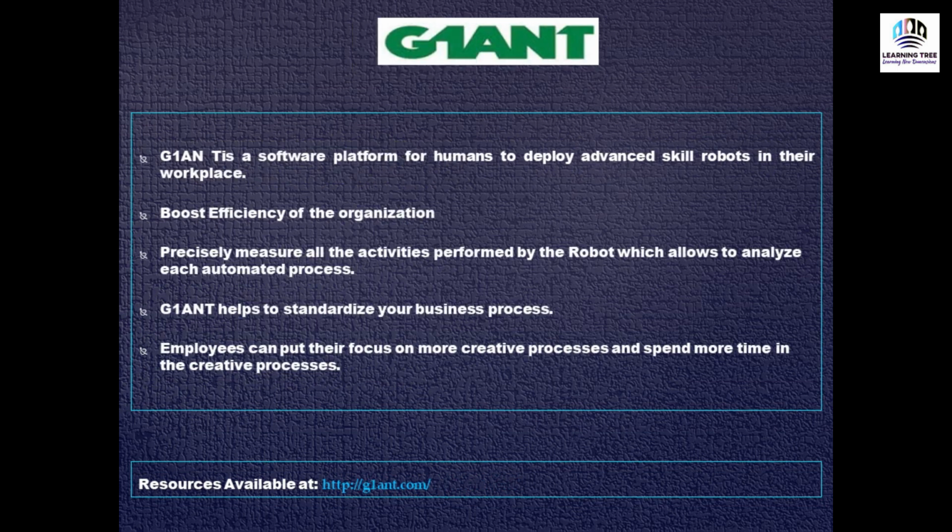Gyan is another RPA tool, which is a software platform for humans to deploy advanced scale robots in their workplace. It boosts efficiency of the organization. It precisely measures all the activities performed by the robot, which allows you to analyze each automated process. Gyan helps to standardize your business process. Employees can put their focus on more creative processes and spend more time on them.